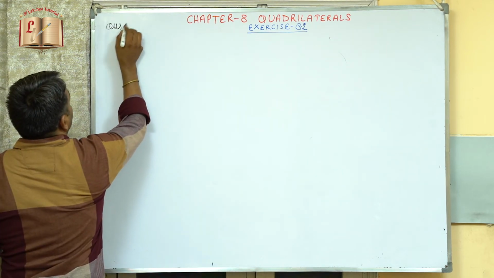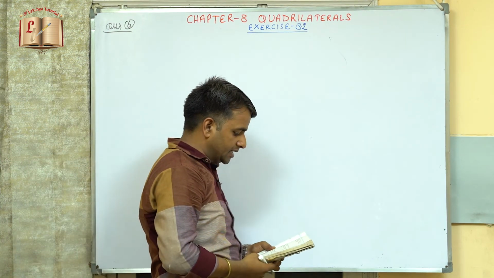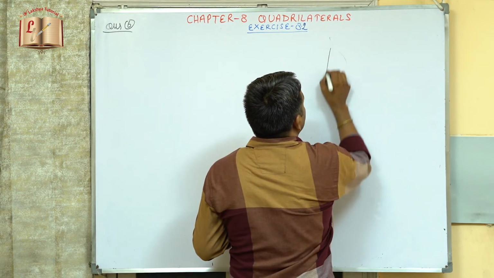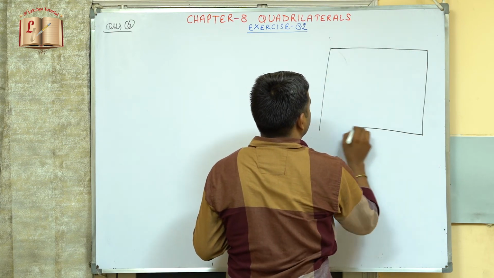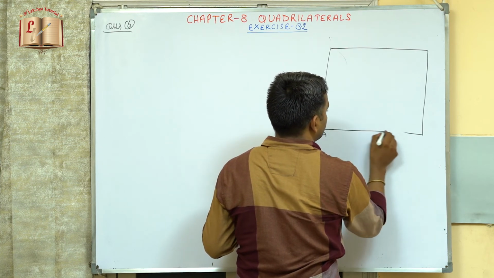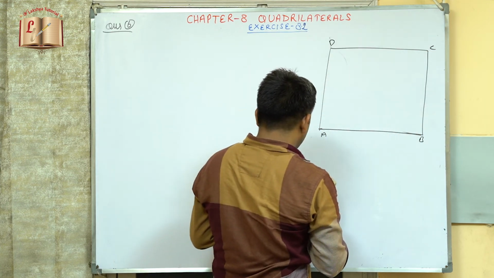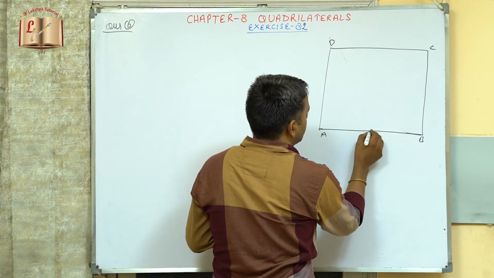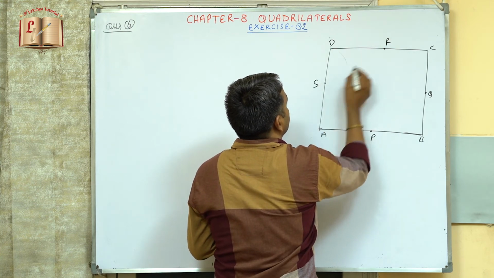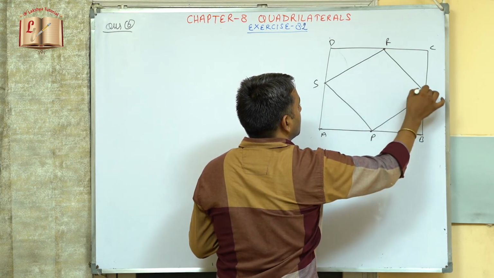So now coming to question number 6. Show that the line segments joining the midpoints of the opposite sides of a quadrilateral bisect each other. So this is any quadrilateral given to us now. So this is A, B, C and D. Suppose this is P, this is Q, this is R, and this is S. So this is now our required quadrilateral.